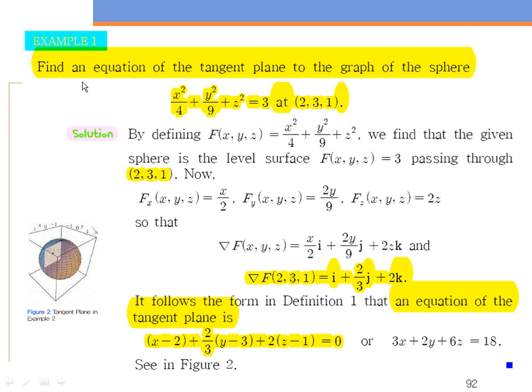Now find the equation of the tangent plane to the graph of the sphere. If we have a sphere like this, and we are looking for a tangent plane at this point, then we find the directional derivatives, the partial derivatives with respect to x, y, and z, and then the inner product of these directional derivatives at this point, 2, 3, 1, gives us the tangent plane like this. Same thing.